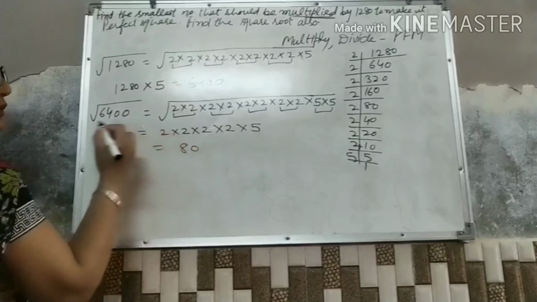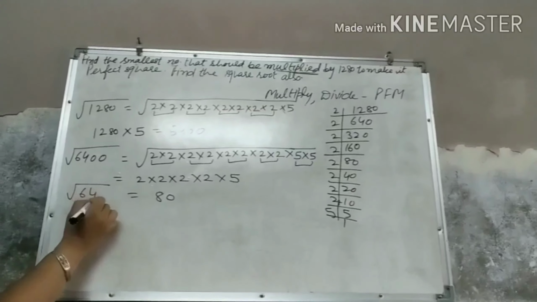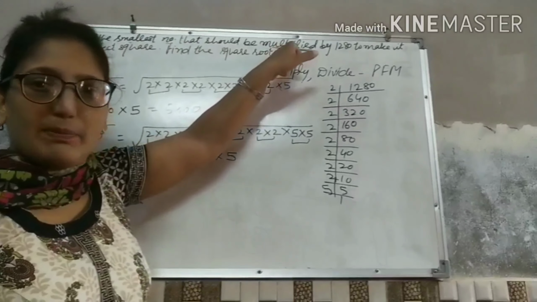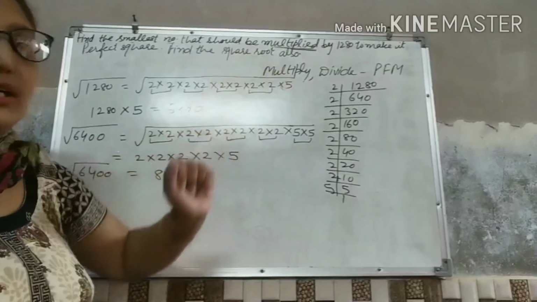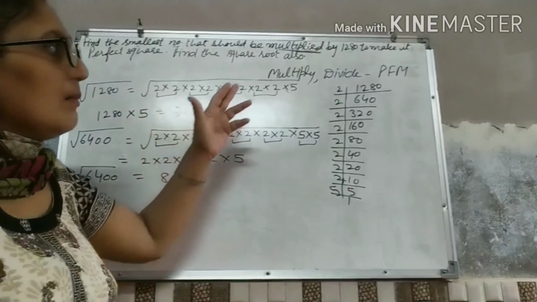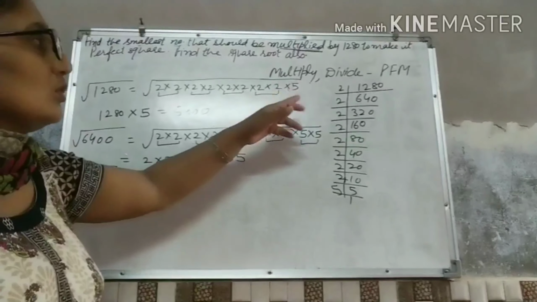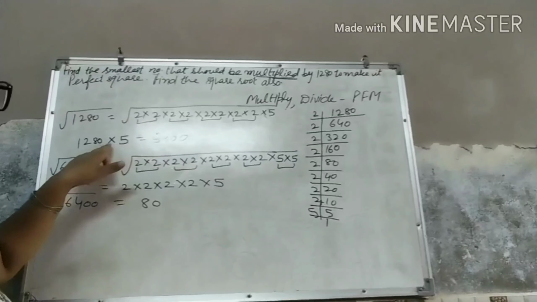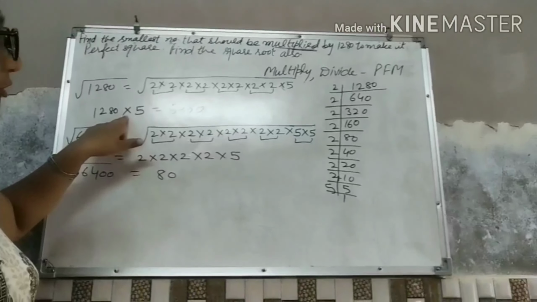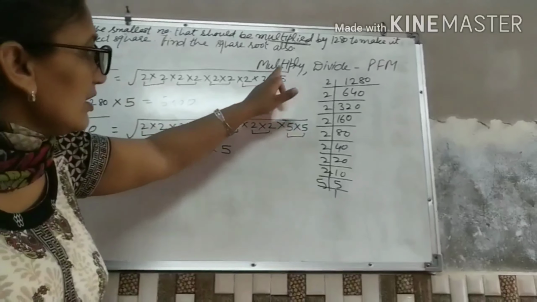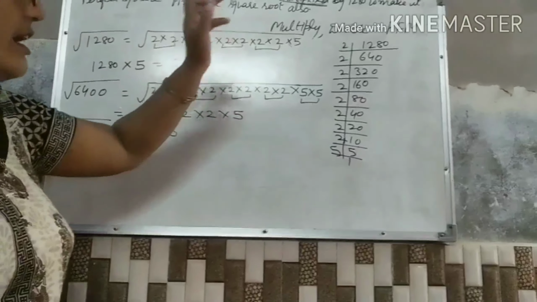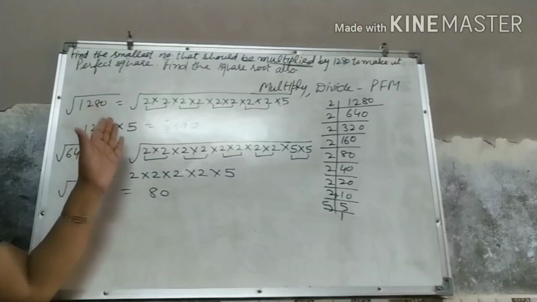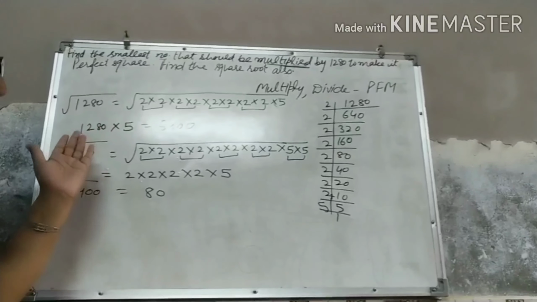So its square root is 80. So understood students? If they have given you multiplied or divided word, then you will find the prime factorization method. If they have given you multiply, then you will multiply the number which is not in pair. If they have given you divide word, then you will divide with the same number which is not in pair.